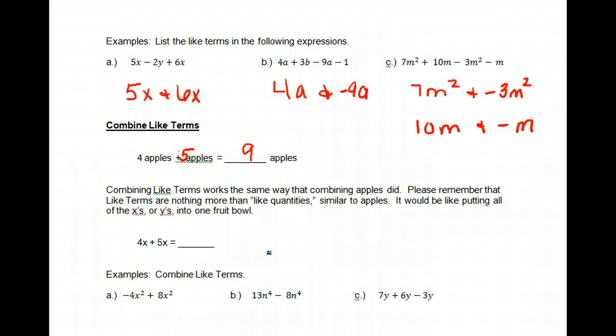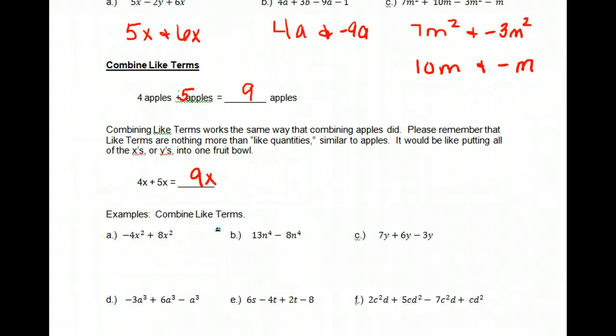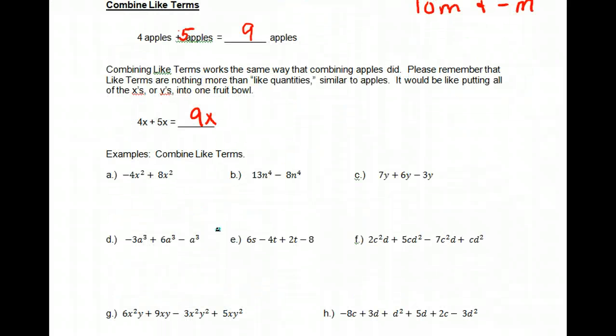So 4x plus 5x makes 9x. That's all we're doing there, is combining our x's. Nothing changes about that variable. We're just simply combining them and putting them together. So let's look at some examples here and practice this.